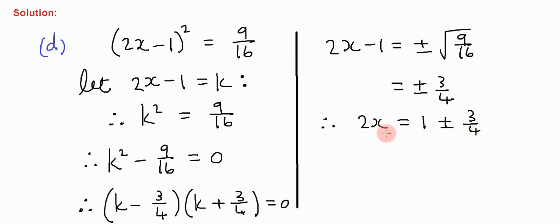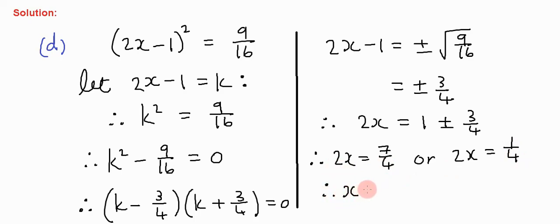And we can isolate x, but first let's work out what 1 plus or minus 3/4 is. So first 1 plus 3/4. Of course we saw that that was 7 over 4. And 2x will equal 1 minus 3/4, which is 1/4. Now dividing the 2 into the right-hand side, we get the same answer as before. So x is equal to 7 over 8, or x is equal to 1 over 8.